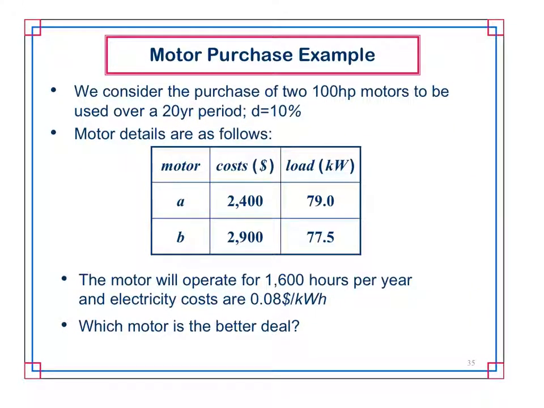So let's look at another example to see about equivalency or not equivalency, right? We've got 2 separate motors, motor A and motor B. They're both rated 100 horsepower and are going to last for 20 years. By the way, can you tell which is the more efficient motor? Is it A or B?